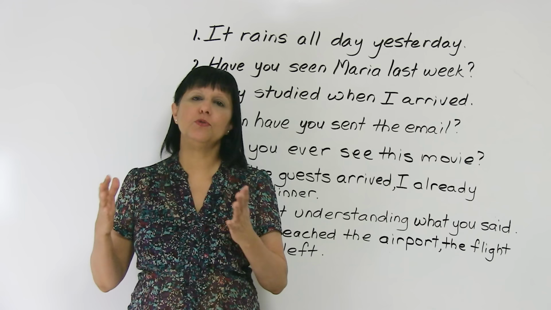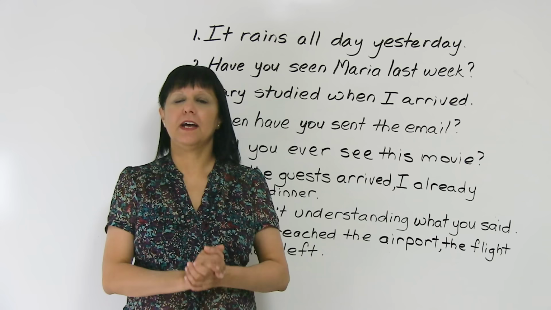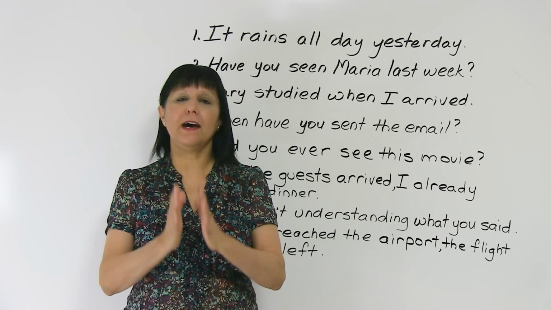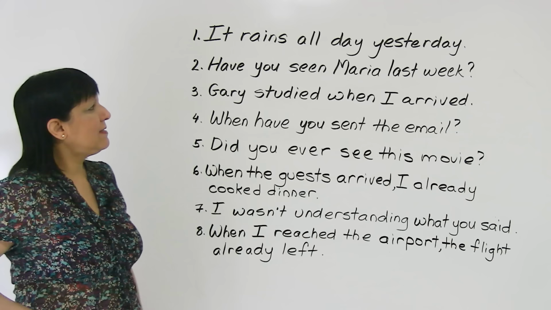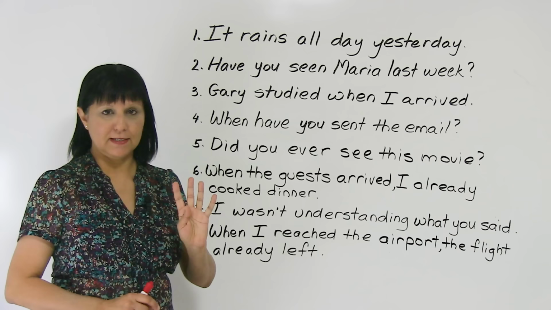And at the end of the lesson, after you've done the exercise and you find out what you might get wrong or right, I'll show you exactly how to improve, what you can do, some simple steps, okay? Let's get started. So, number one, it rains all day yesterday, okay? So these are all sentences in the past tense, okay? There are four tenses we're covering: past simple, past continuous, present perfect, and past perfect, okay?